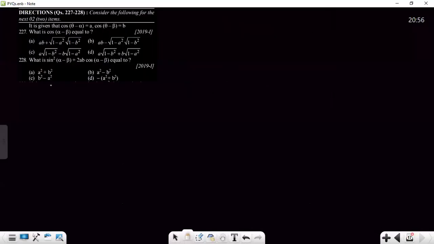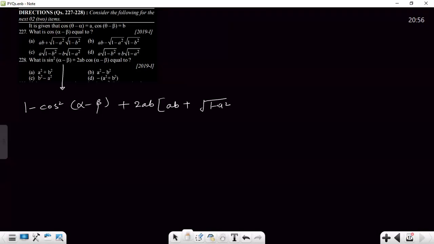Let's discuss what we need to find out here: sine square of alpha minus beta. We know sine square of theta can be written as 1 minus cos square of theta. So cos square of alpha minus beta, plus 2ab times cosine of alpha minus beta, which we have already found to be ab plus square root of 1 minus a square. Let's write just that only because we already have cosine of alpha minus beta whole square in the expression.